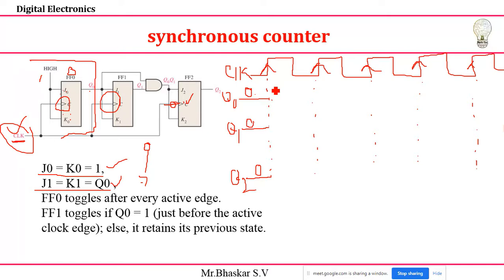Toggle state means the previous state is 0. What is the next state? Yeah, it's correct. 0 means I'll get 1. Next, on this rising edge only it is checking my circuit. On this rising edge, again, I'm talking about only Q0 now. I'm going to write the waveform only for Q0.